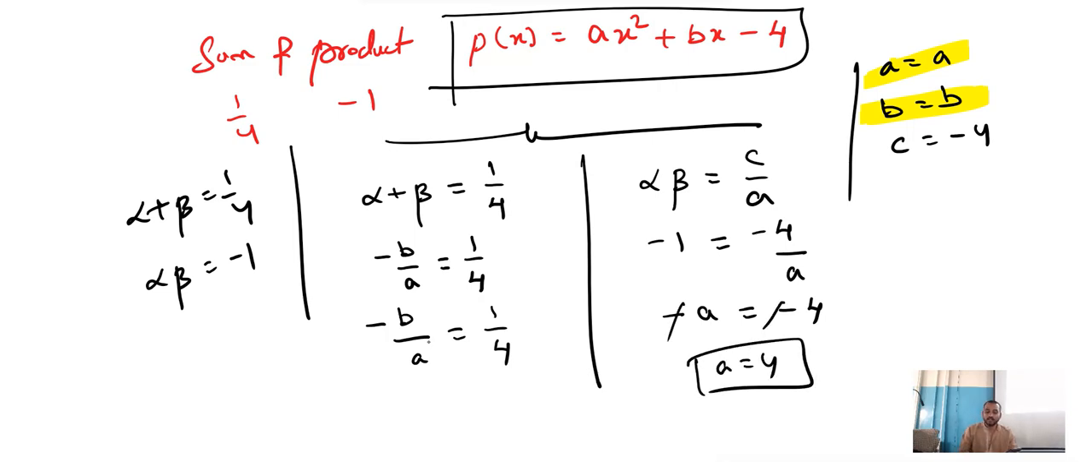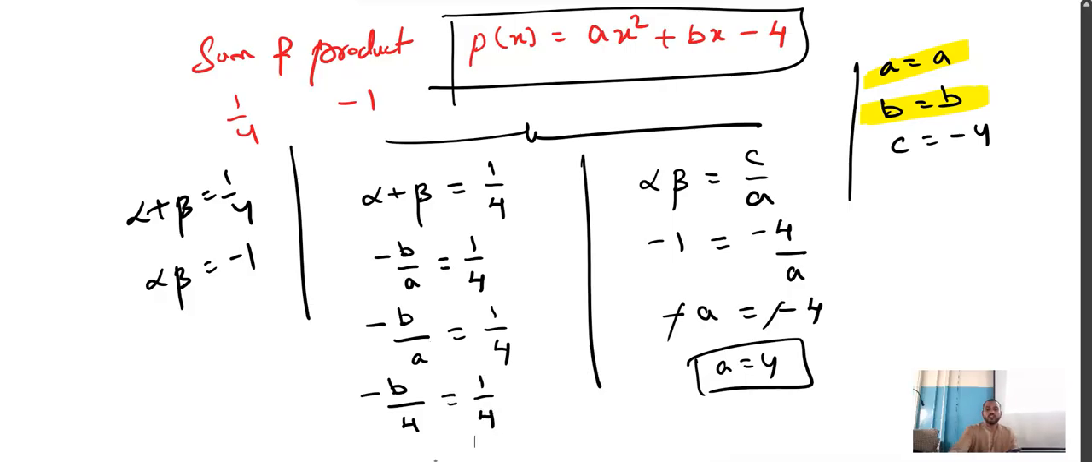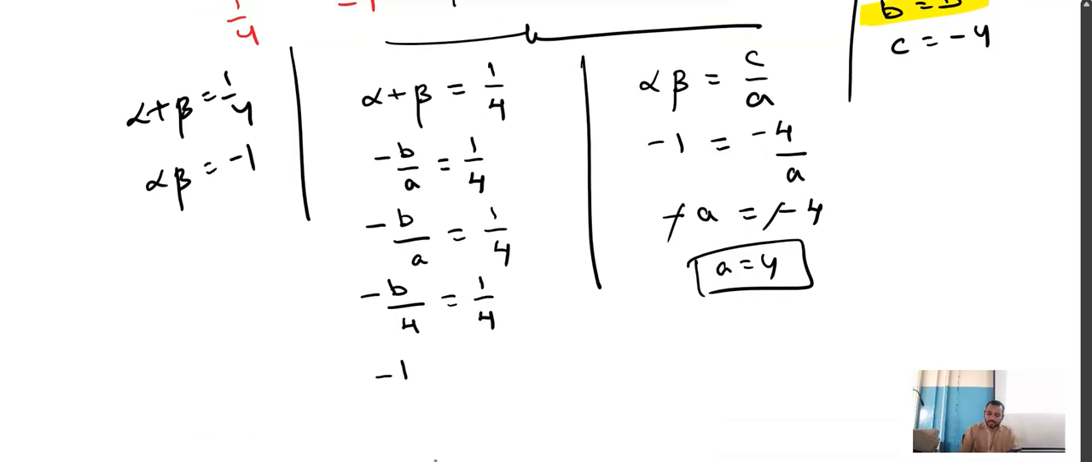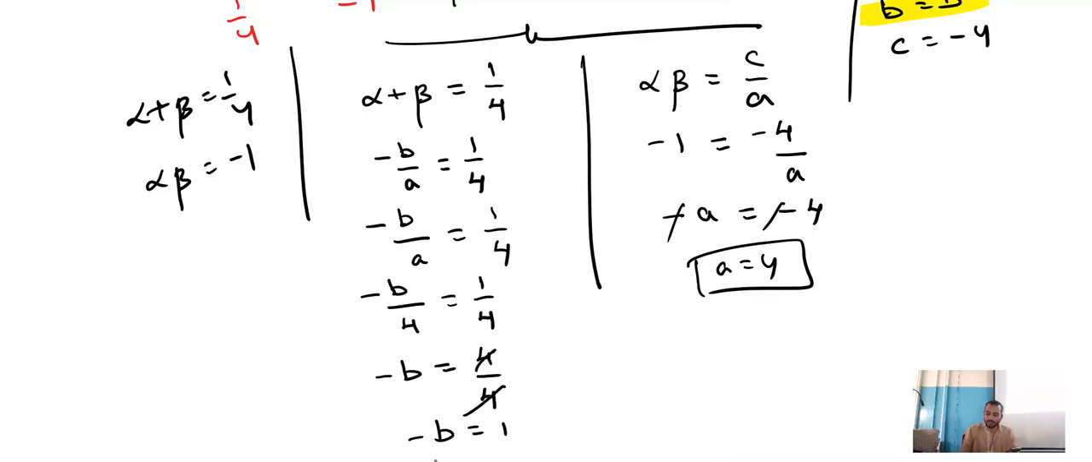Now here, we can substitute minus b divided by a, a is 4, is equals to 1 by 4. Then minus b is equals to 4 into 1 by 4, which is 1. Minus b is equals to 1. If you take it to the other side, the value of b is minus 1. We got the value of a and b. So the value of a is plus 4 and the value of b is minus 1.